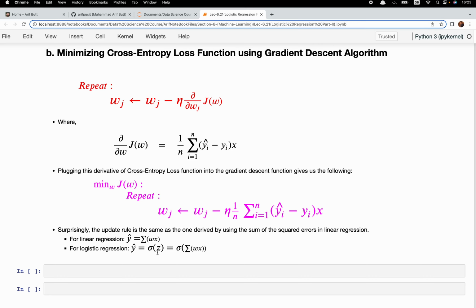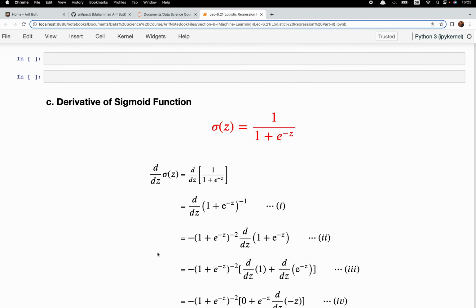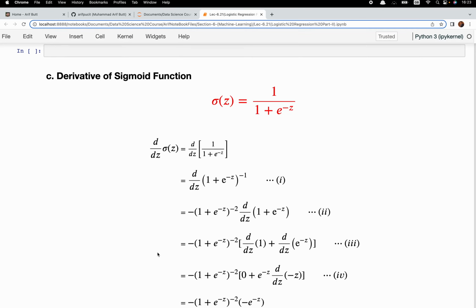So far, so good. My dear students, before I move on to implementing this in Python, let me spend a few minutes on this cross entropy function and finding out the derivative of it. And since we will be requiring the derivative of the sigmoid function to calculate the derivative of the cross entropy loss function, let's differentiate this first.